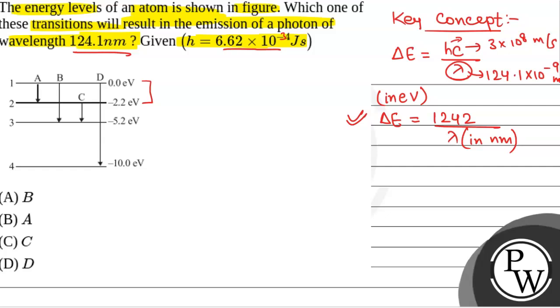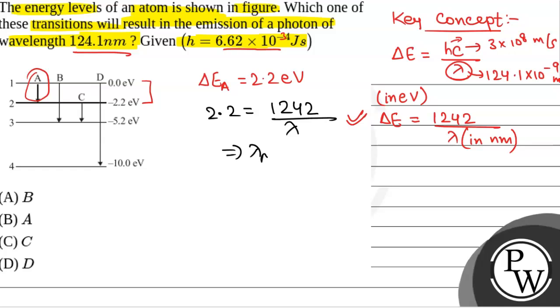Now for transition A, we have delta E of A equal to 2.2 electron volt. So we will just put the values to check what will be the lambda, that is the wavelength of the photon emitted in this case. 2.2 will be equal to 1242 divided by lambda. So from here lambda in case of A will be equal to 1242 divided by 2.2, that will be equal to 564.5 nanometer. So this is not the required transition.